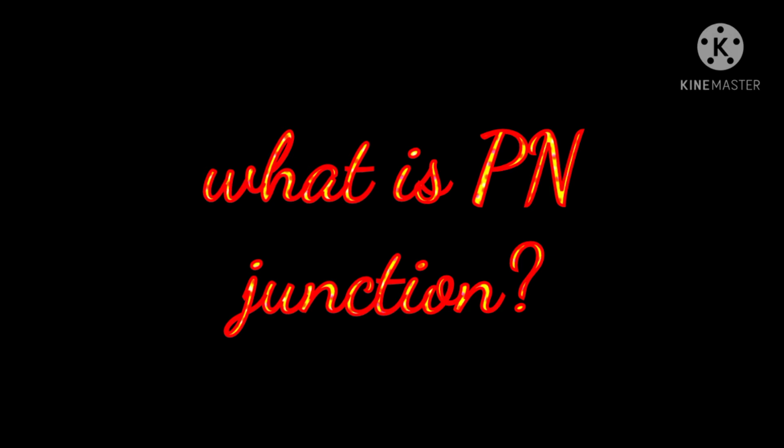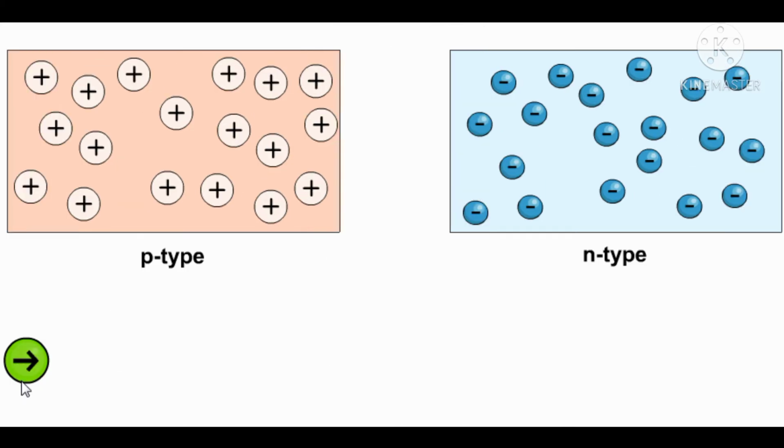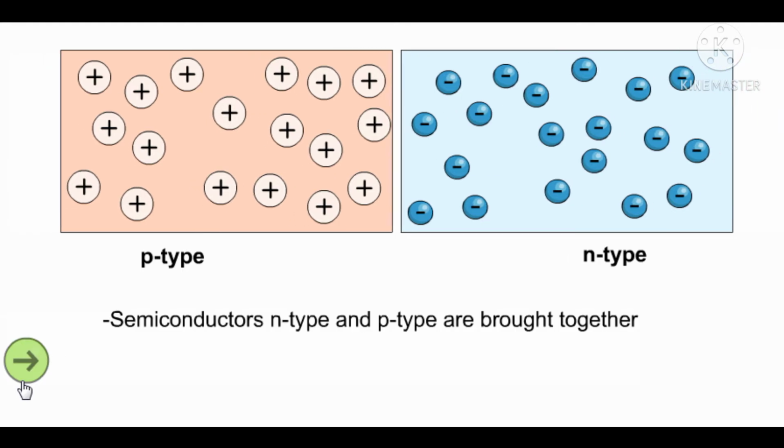What is a p-n junction? When n-type and p-type semiconductor material are fused together, the junction formed is called a p-n junction. Also we can say that when a pure semiconductor, silicon or germanium, is half doped with p-type and half doped with n-type semiconductor, then there is a formation of a p-n junction. Look at this picture. P-type and n-type semiconductor are fused together.